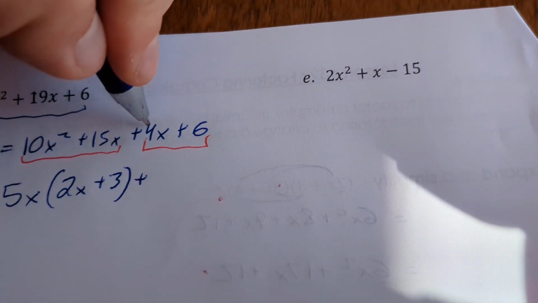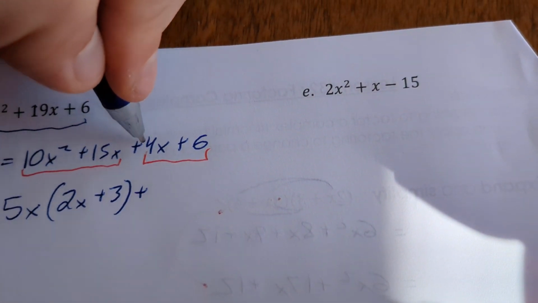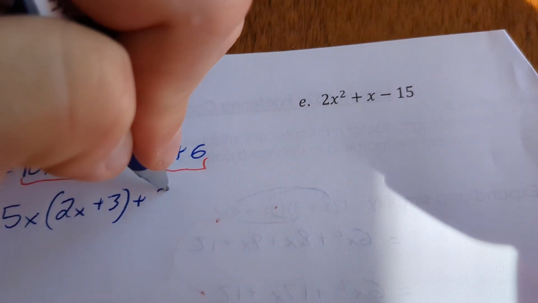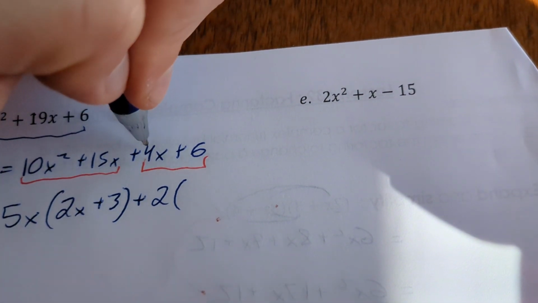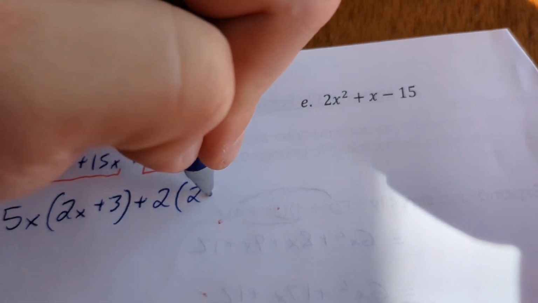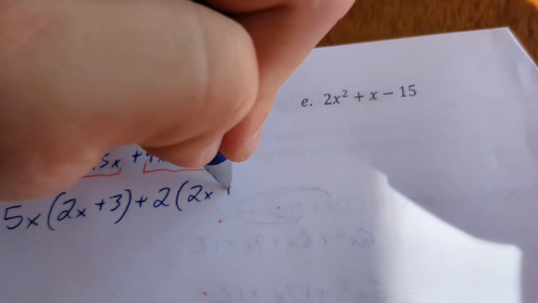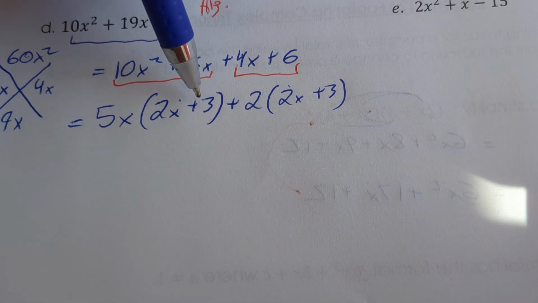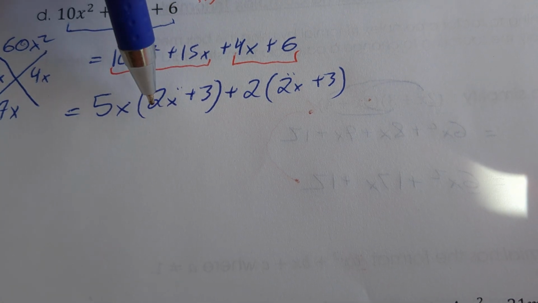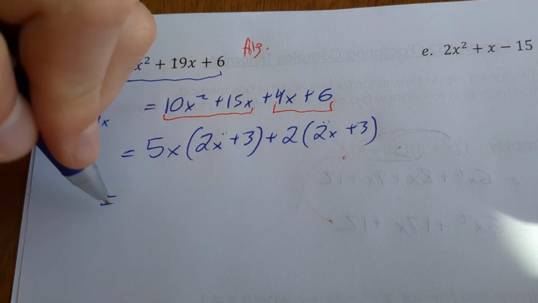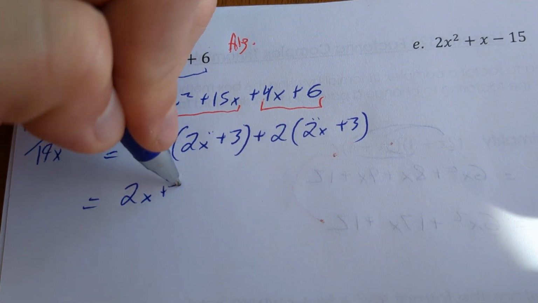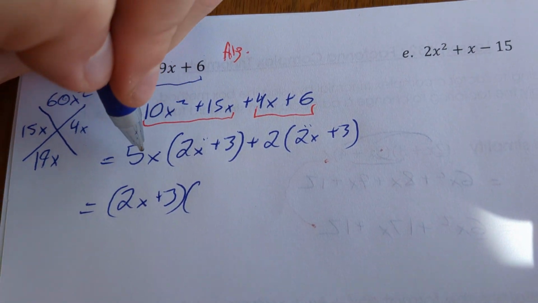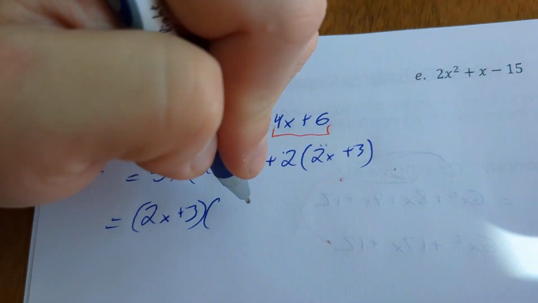So the only thing that's common would be 2, right? Because they're both even numbers. So we can pull out a 2. And we're left with 4x divided by 2 is 2x, and 6 divided by 2 is 3. And you can see we have exactly what we want: two things in brackets that are the same. So we common factor those out. 2x plus 3 times what we're left with, which is 5x plus 2.